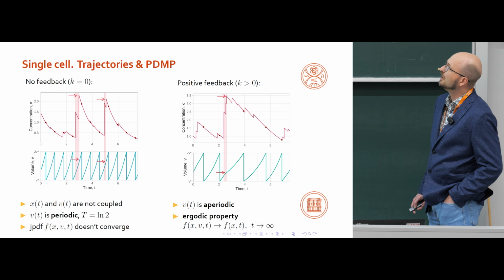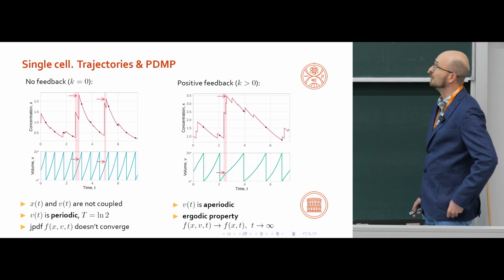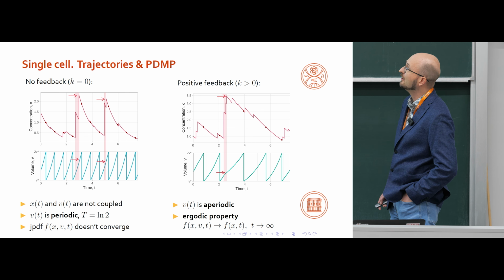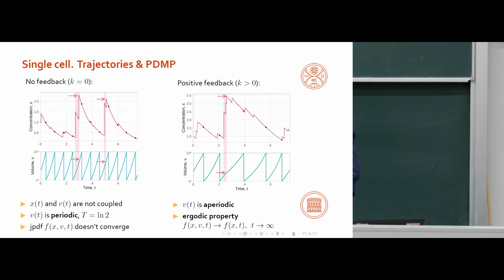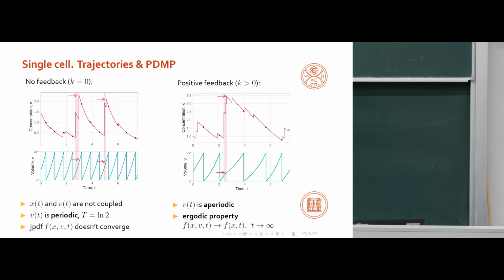So we have two versions. The first one is k equals 0. There you have no effect of protein on growth. That means no feedback. And on the right-hand side we have k positive. That means we have feedback. The first graph, both left and right, is protein concentration as a function of time. And the second graph is the volume of a cell as a function of time.